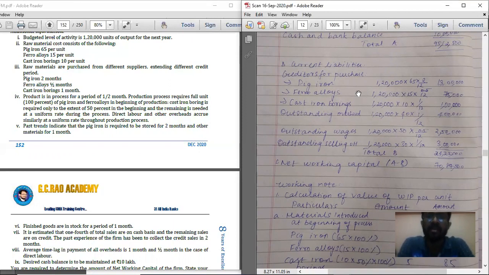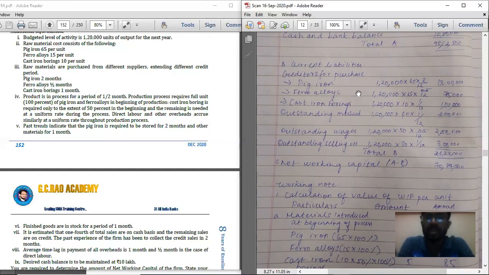Below that, second arrow mark ferroalloys. Calculation column 1,20,000 into 15 into 0.5 divided by 12. Amount column 75,000.